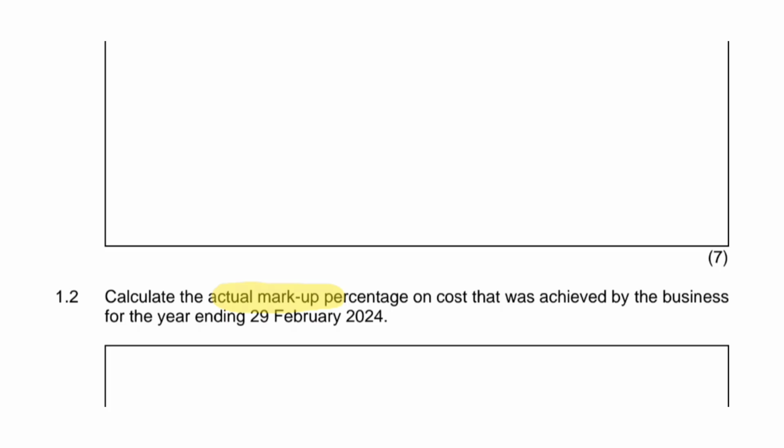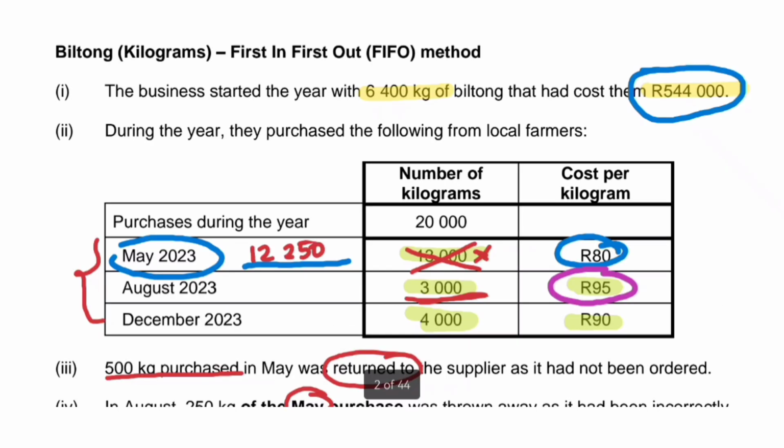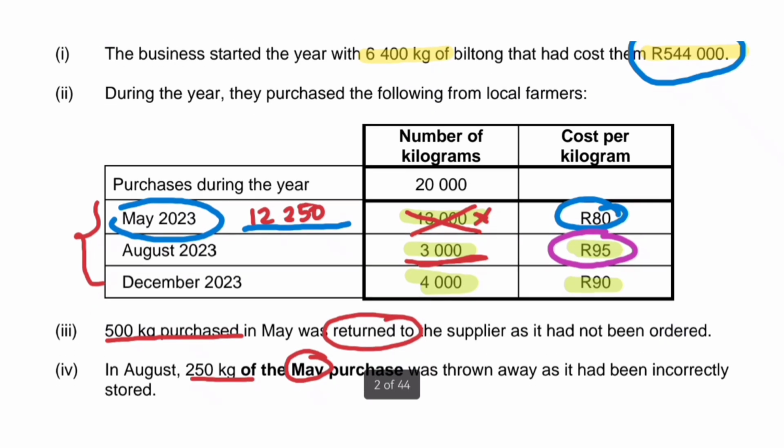Now, the next question requires us to calculate the actual markup percentage on cost that was achieved by the business. We know that markup is gross profit over cost of sales multiplied by what? 100. So what we need to do is to find the gross profit of this biltong business, divide all that by the cost which we have already found, and multiply by 100.